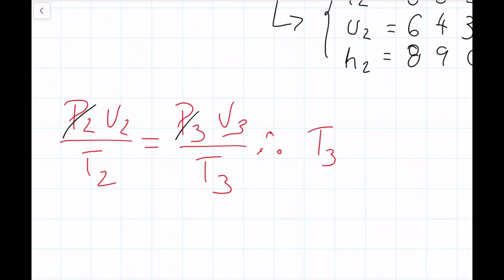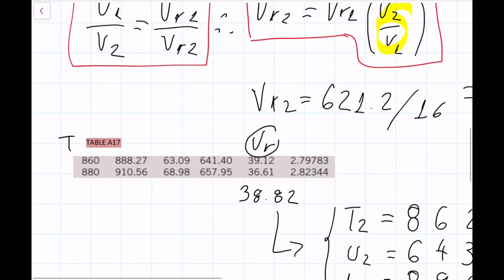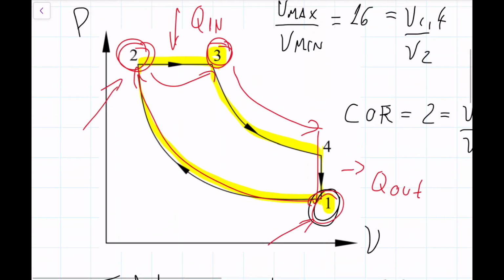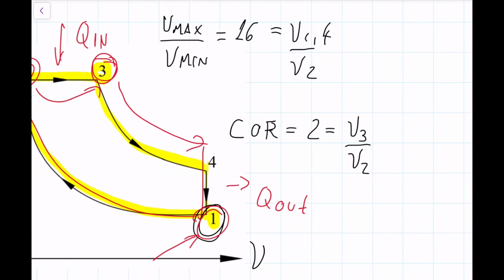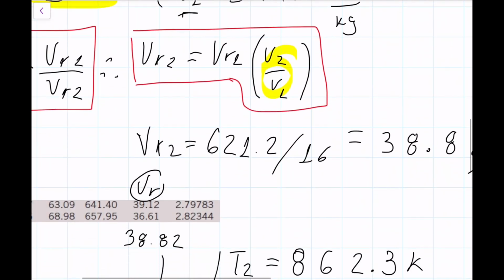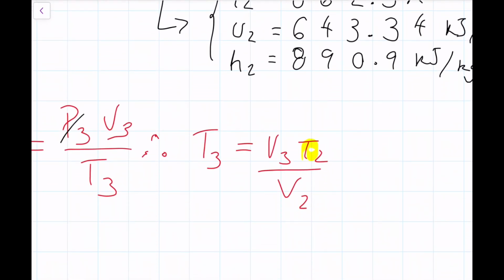So we see that T3 is simply V3 times T2 over V2, and this is now the beauty of it because we have T2, we just grabbed that from the table, and we have the ratio between V3 and V2, right? Let's check it out. We have the ratio between V2 and V3 right here. Right? It's a cutoff ratio. Okay, so I know V3 over V2 is 2. So V3 over V2 is 2.